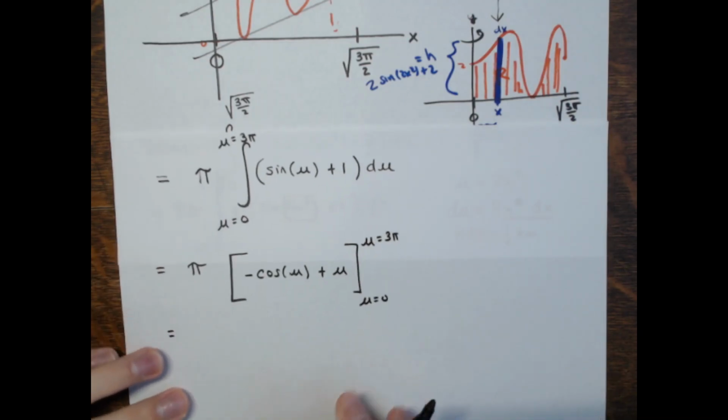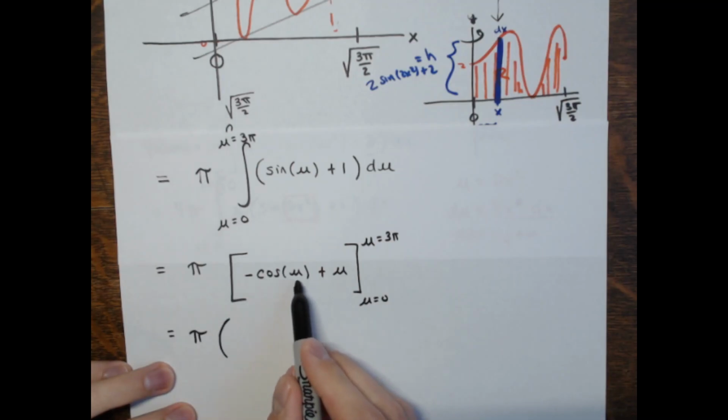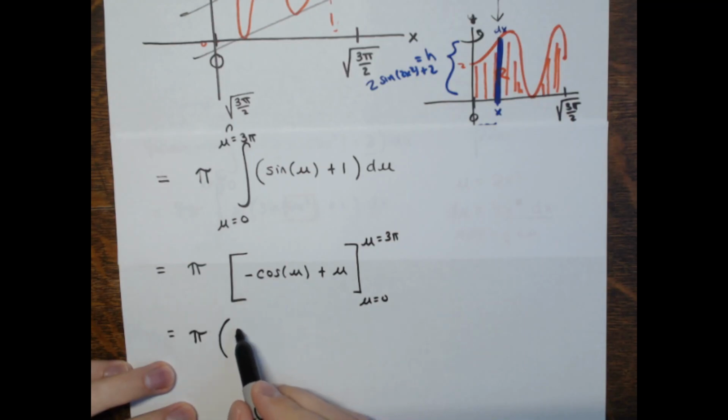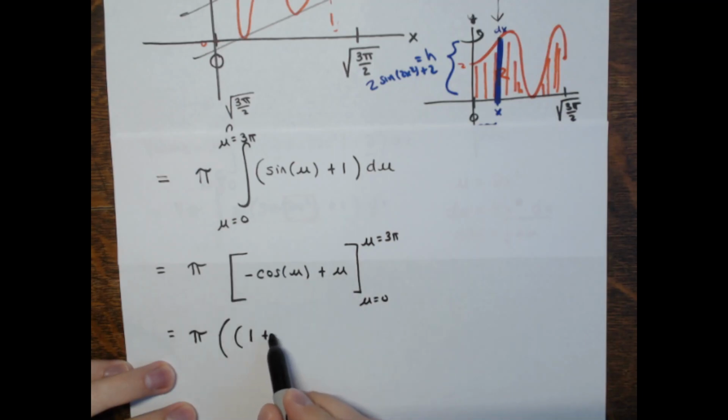All right, and when I plug in 3 pi, the cosine of 3 pi is negative 1. So that value would be positive 1, right? The opposite of negative 1. Plus 3 pi.